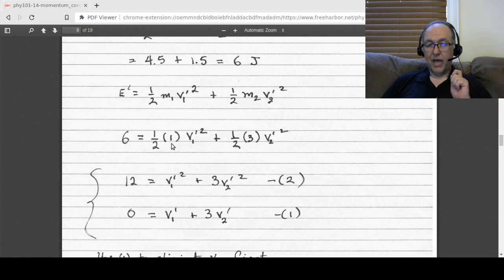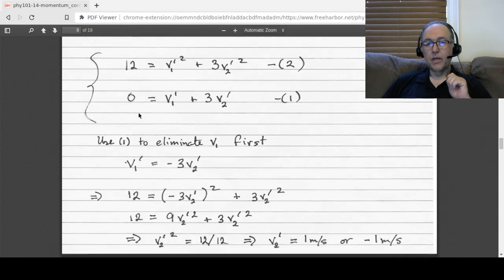And so we get 6 is equal to half times 1 times v1 prime squared plus a half times 3 times v2 prime squared. Okay, multiply this throughout by 2 so that everything works out nicely into nice numbers, and you get that 12 is equal to v1 prime squared plus 3 v2 prime squared. Okay, so this I'll call equation number 2, and I just rewrote equation number 1 here like that.